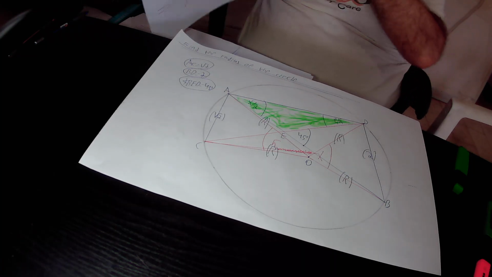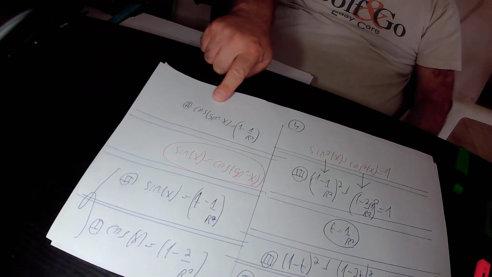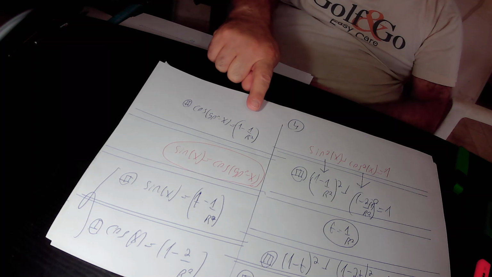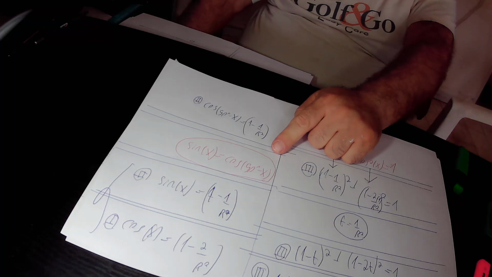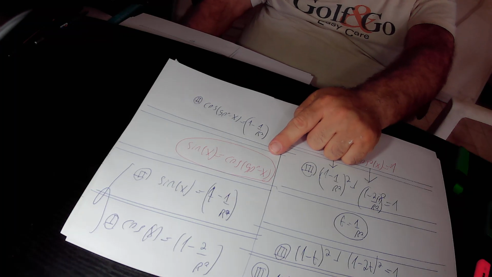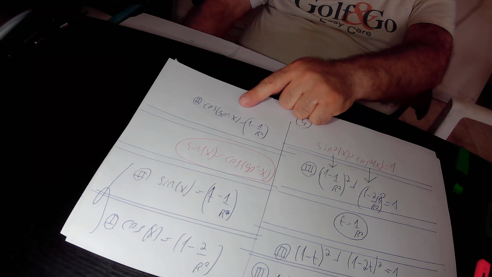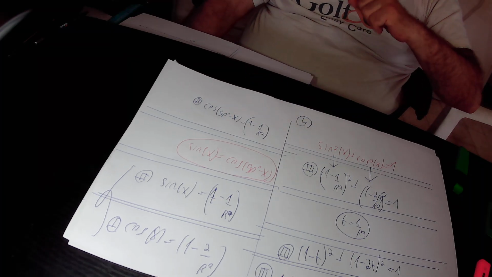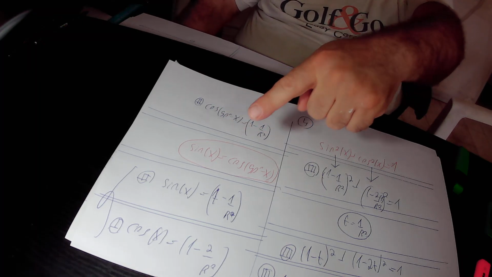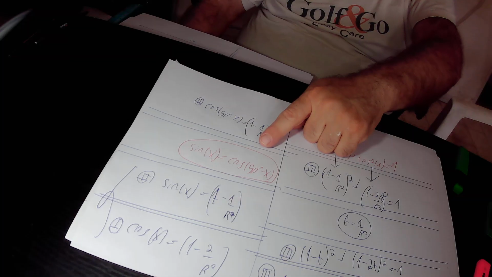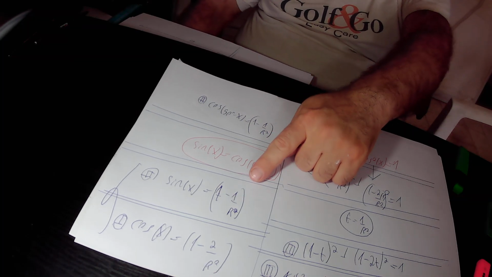We actually found out that cosine of 90 degrees minus x equals 1 minus 1 over r squared. Here we use the trigonometric identity that states that sin of x equals cosine of 90 degrees minus x. So according to this identity, we can substitute cosine of 90 degrees minus x by sin of x. So sin of x equals 1 minus 1 over r squared.